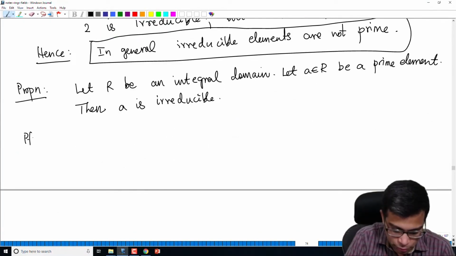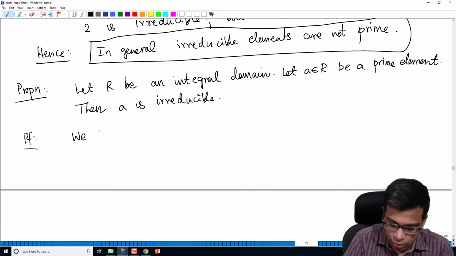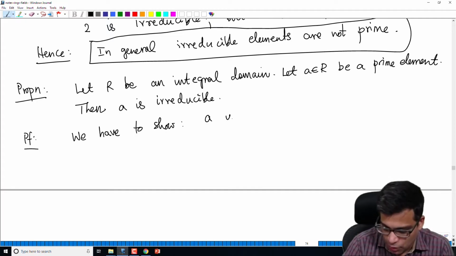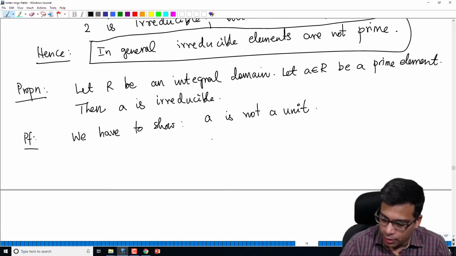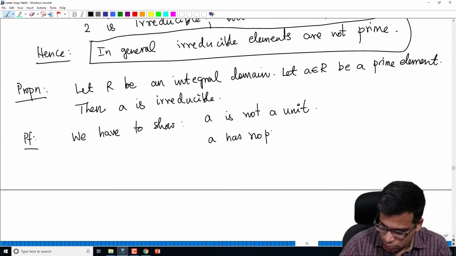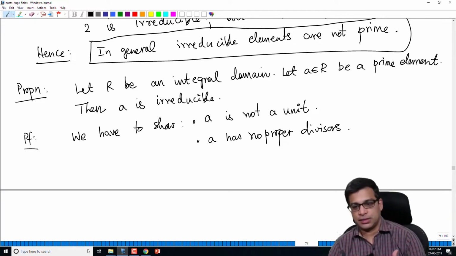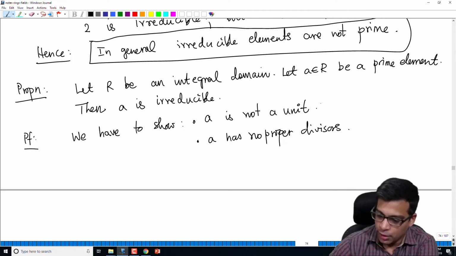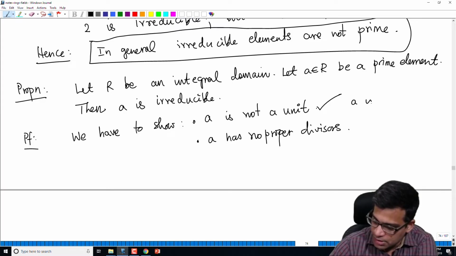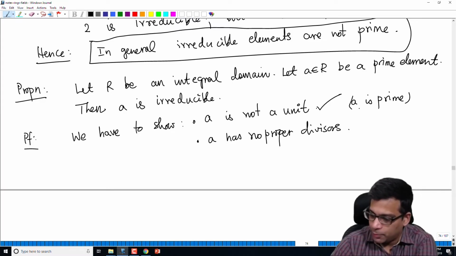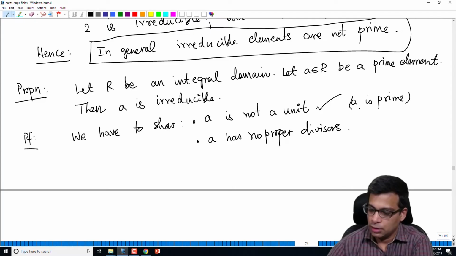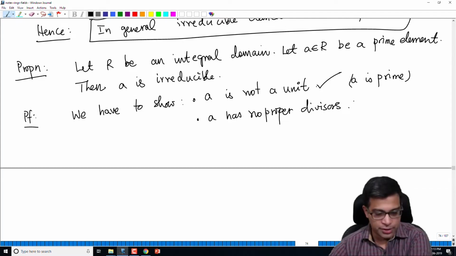To show this, we have to show two things: a is not a unit and a has no proper divisors. These two parts give the definition of irreducibility. a is not a unit is okay because a is prime. Remember, a prime element is automatically not a unit, so that's already given. So we have to show that a has no proper divisors.